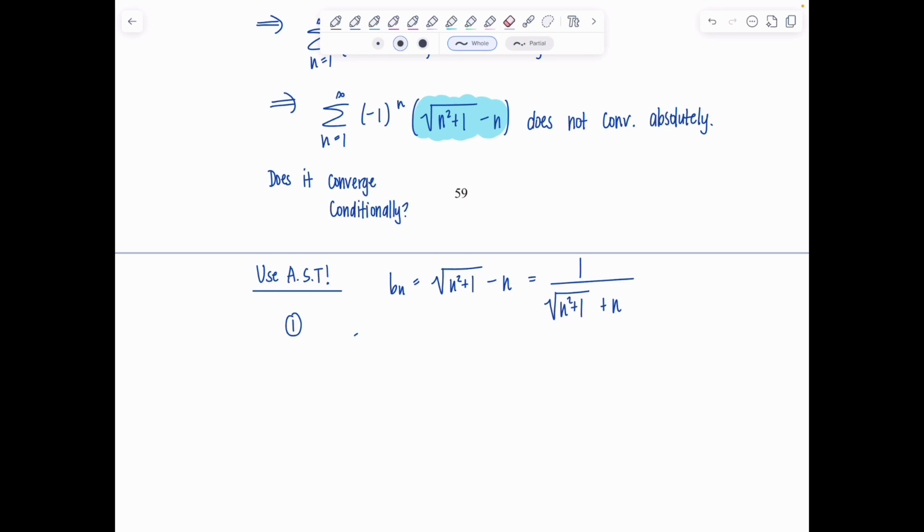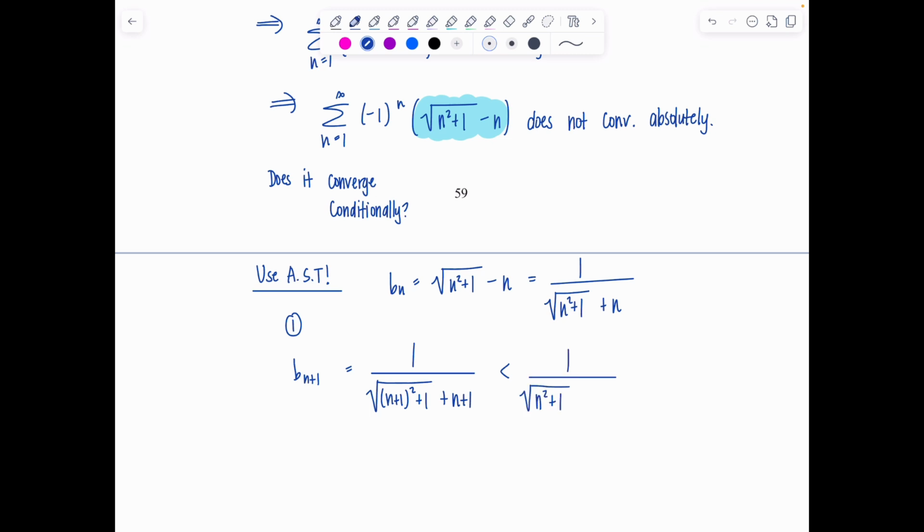Okay, so now let's see. What's b sub n plus 1? Replacing all of the n's with n plus 1, we have 1 over the square root of (n plus 1) squared plus 1, plus n plus 1. And what happened? The denominator just got bigger. So if the denominator is bigger, then for sure I can say it's smaller than what I had a second ago, 1 over rad n squared plus 1 plus n, which is b sub n. So yes, b sub n is decreasing.